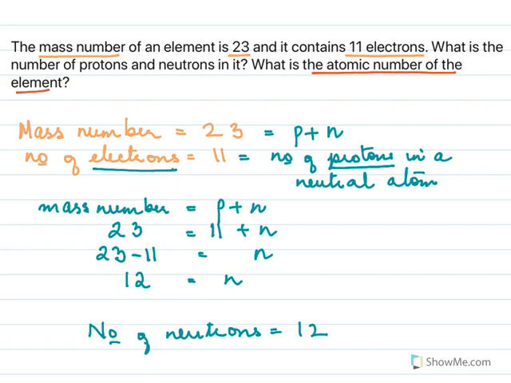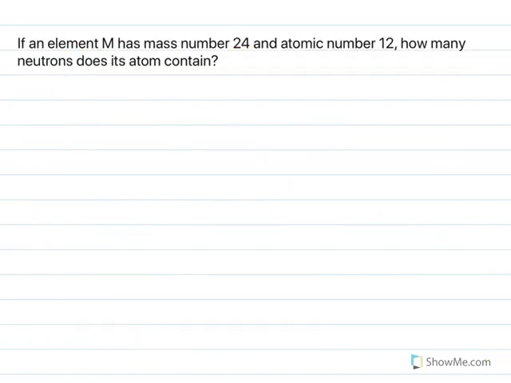And this is another part of this sum, and here they are asking what is the atomic number of the element. Now atomic number equal to number of protons, and here we know the number of protons is 11. Number of electrons are given 11, but the number of electrons, I repeat, is equal to the number of protons. So atomic number is 11.